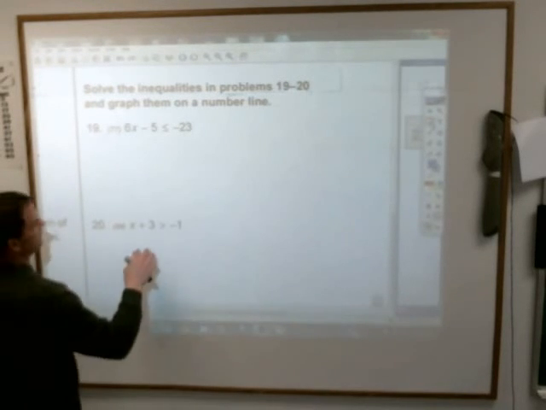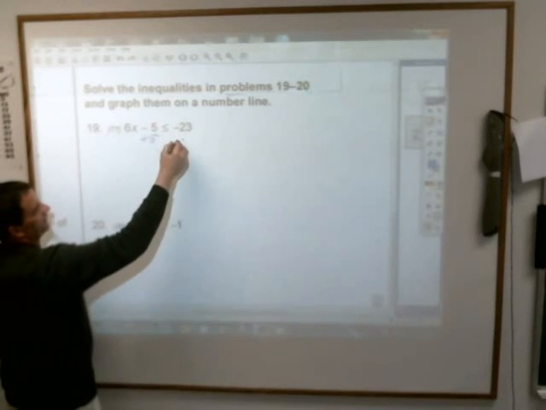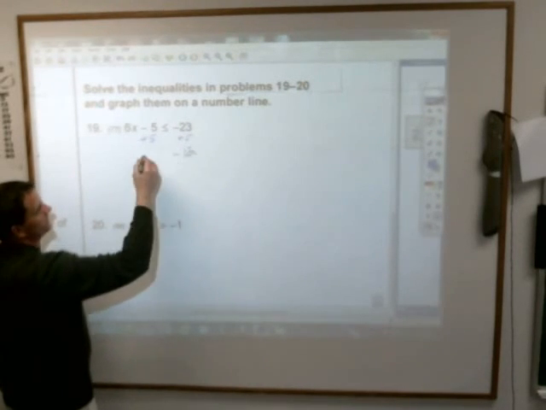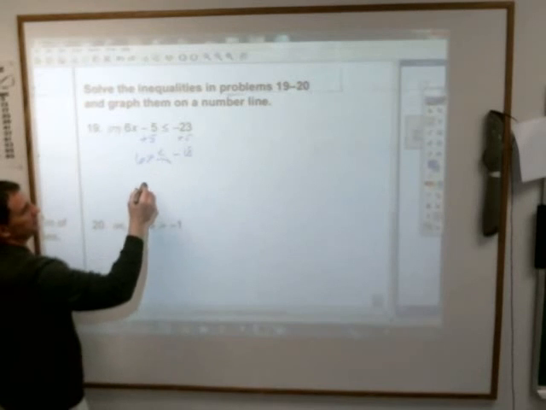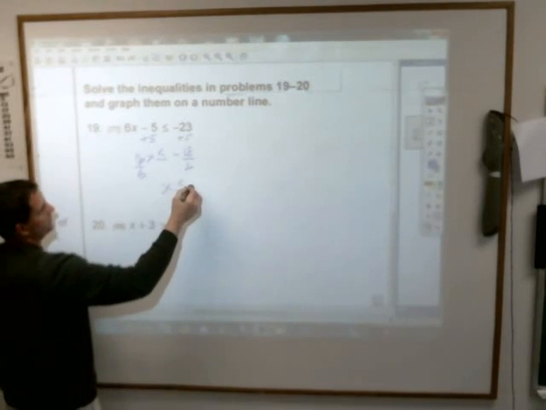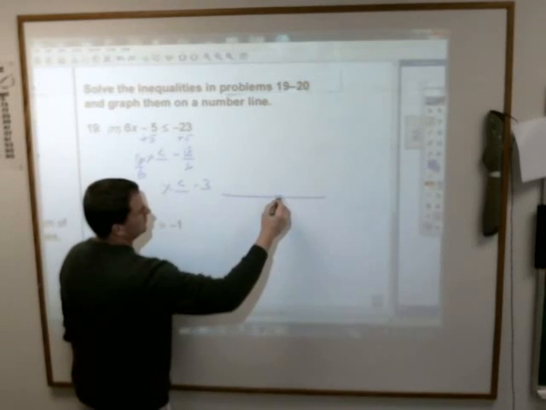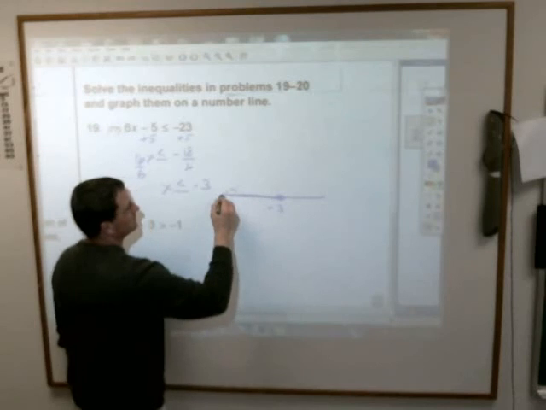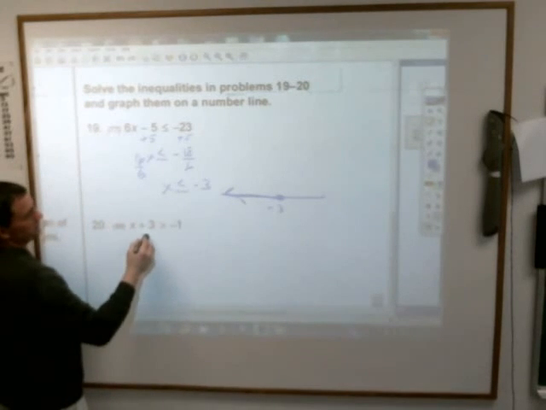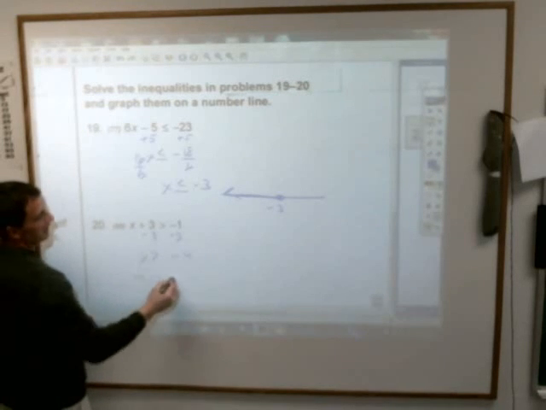So both of these cases here, you simply just solve it like you solve an equation. Add 5, you get negative 18. 6x is less than or equal to negative 18, divided by 6, divided by 6. X is less than or equal to negative 3. Little circle there going this way. This one here, you subtract 3, you get negative 4. X is greater than negative 4.